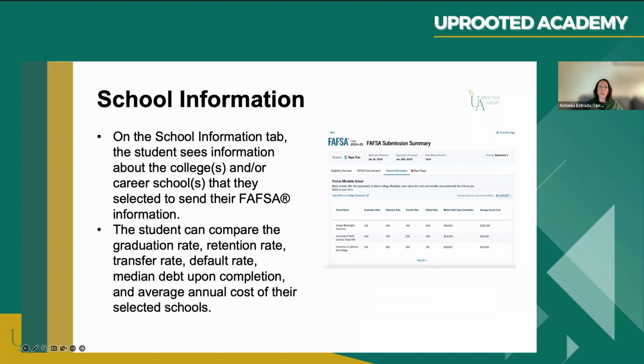The third tab is the school information tab, where the student sees information about the colleges or career schools that they've selected to send their FAFSA information to. The student also can compare important statistics, such as graduation rate, retention rate, transfer rate, default rate, median debt upon completion, and the average annual cost of their selected schools.